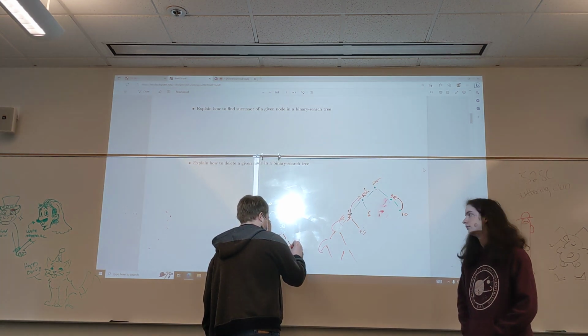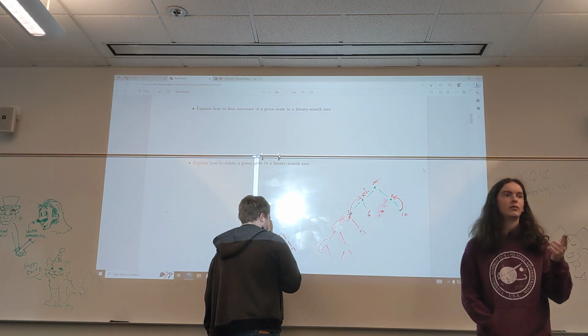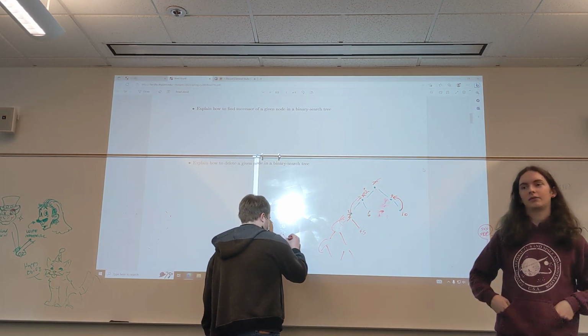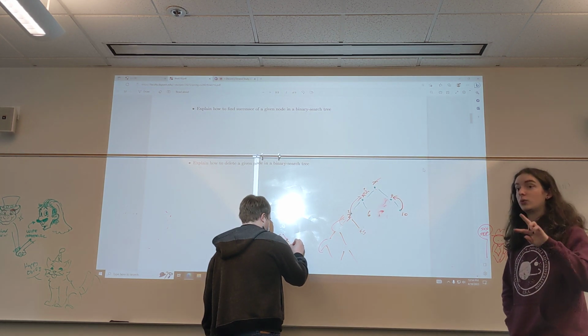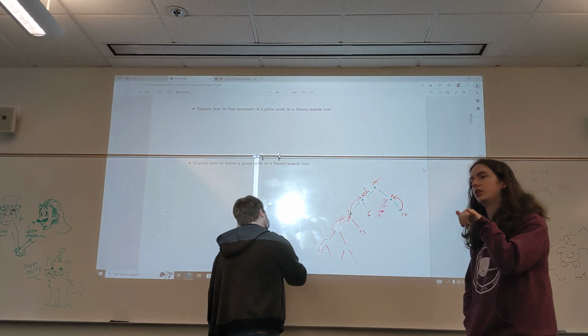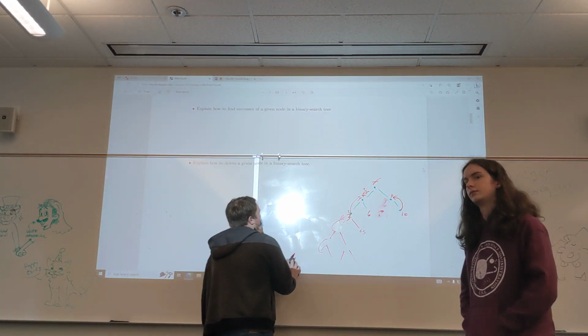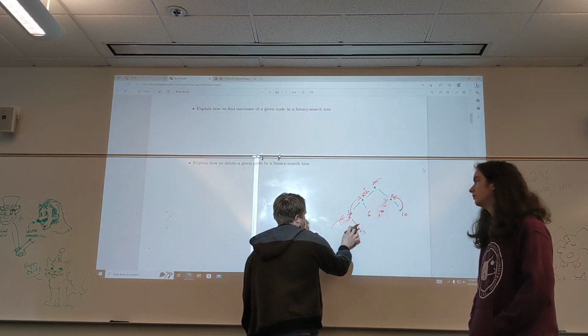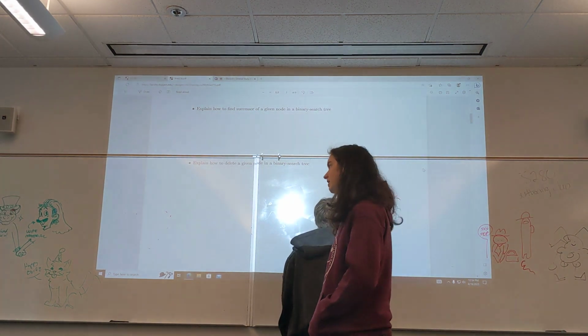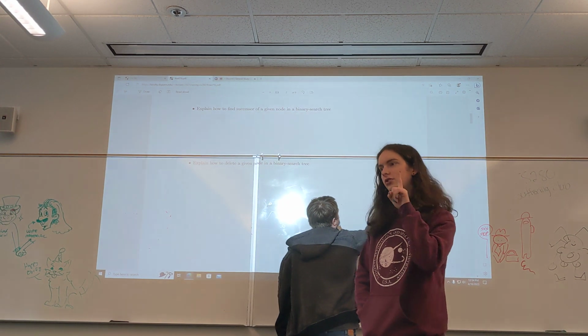As in repeat the whole algorithm of checking if it has children. The successor, not the predecessor? Either one will work, because you're guaranteed to have both children in that case, so you will have either a successor or predecessor. So either one works.